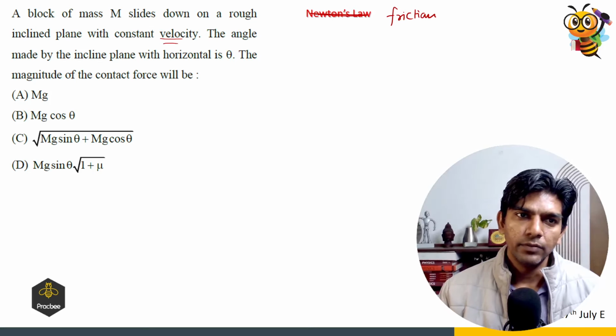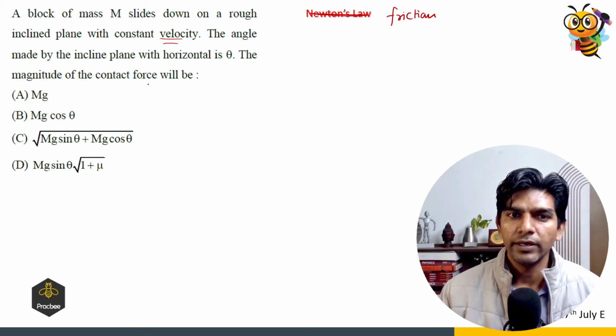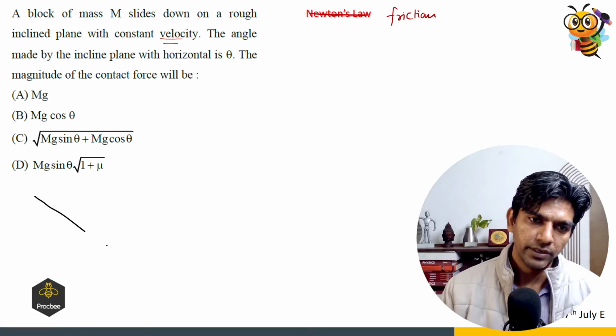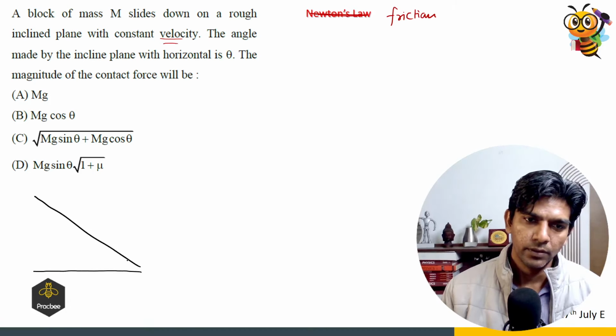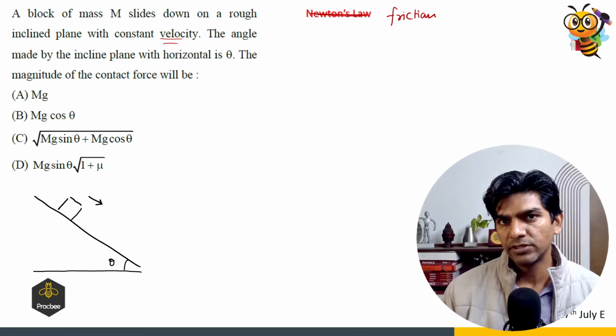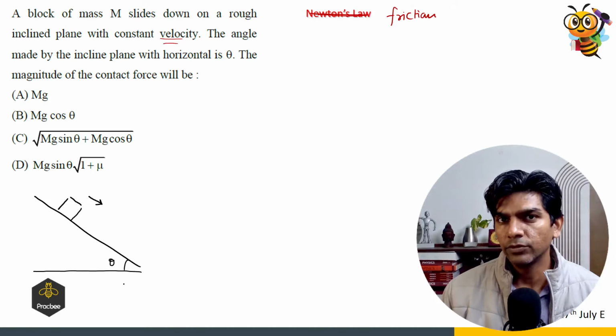The angle made by the inclined plane with the horizontal is theta. The magnitude of the contact force will be? So let me first draw the diagram. There is an inclined plane and this angle is theta, and there is a block, and this block is going down with a constant velocity. So if the velocity is constant, we can say the net force acting on the block must be 0.